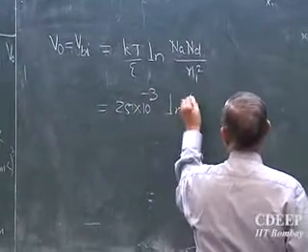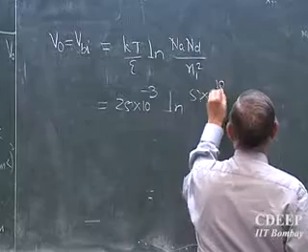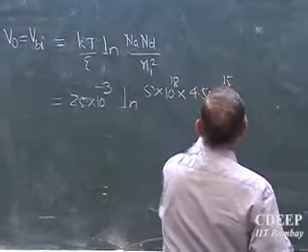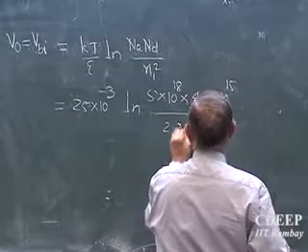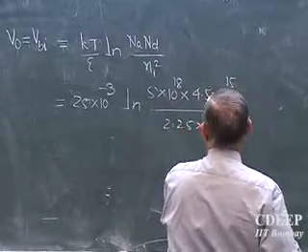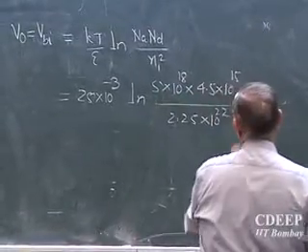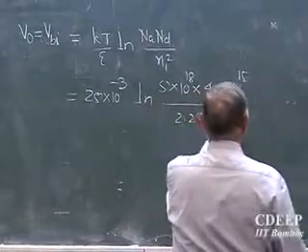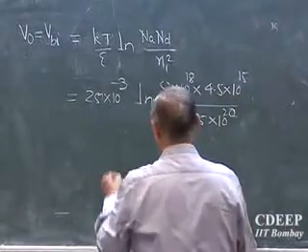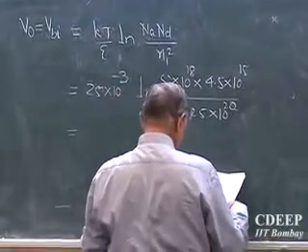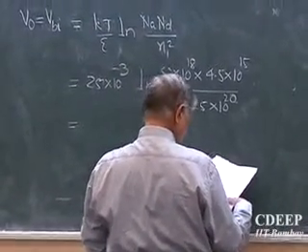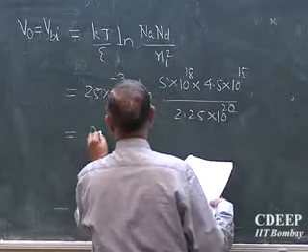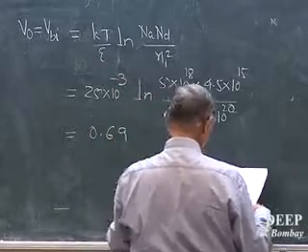ln of 5 into 10 to the power 18 into 4.5 into 10 to the power 15 divided by 2.25 into 10 to the power 20. 18 plus 15 is 33, this is 22.5 into 10 to the power 33 minus 20. So this gives me some number, 10 to the power whatever it comes. Roughly I get 0.69 V.